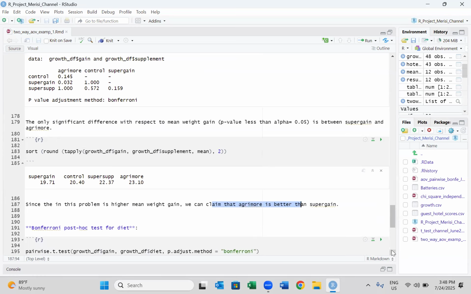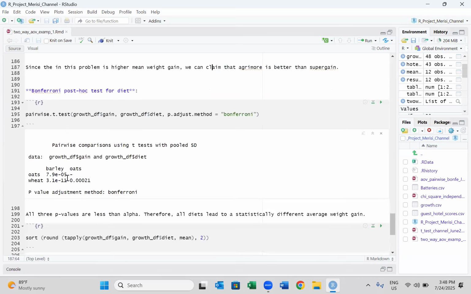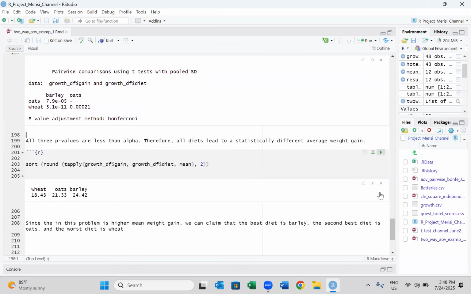We repeat the same post-hoc test, Bonferroni, for diet, and in this case, all p-values are less than alpha. Again, this is scientific notation, so all of those p-values are less than alpha. So we conclude that all diets lead to a statistically different average weight gain. And when we look at the sample means, this is what we get. The highest mean is for barley, then second highest for oats, and then the lowest for wheat. Since we're looking for the highest possible mean weight gain, we can claim that the best diet is barley, the second best diet is oats, and the worst diet is wheat.